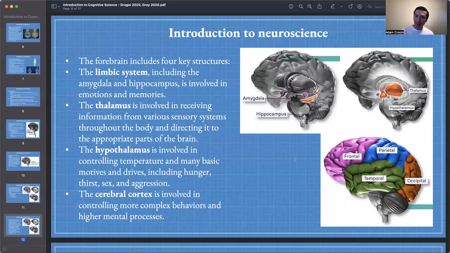And then finally, we have the cerebral cortex, which is involved in controlling more complex behaviors and higher mental processes. And we'll go through the lobes and whatnot here shortly.